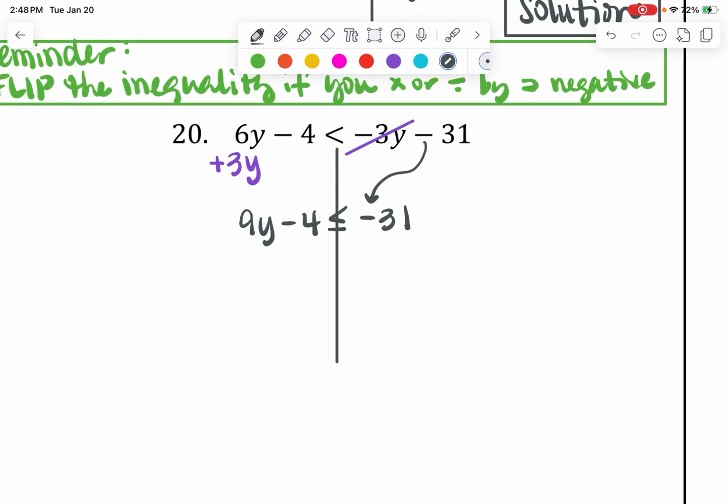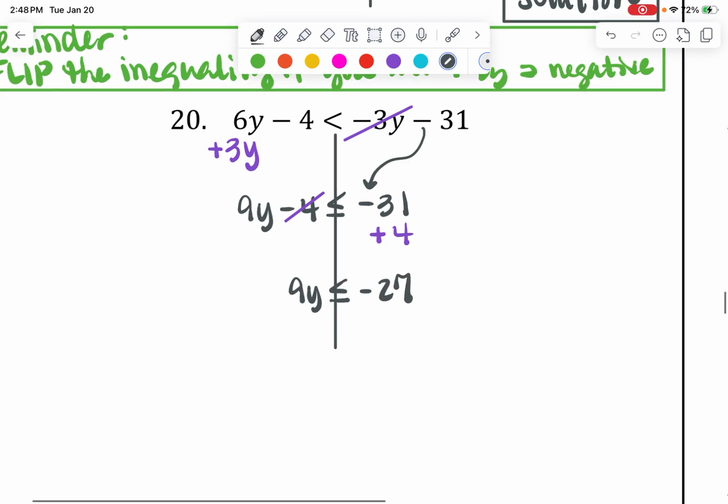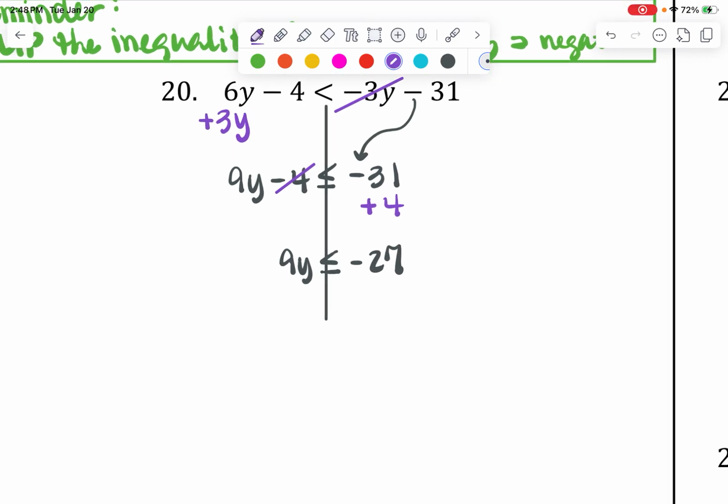And then I'm down to a basic 2-step equation, right? I need to start moving everything to the other side away from the y's. So I have a minus 4. He's going to become a plus 4. So 9y less than or equal to, that's going to give me negative 27. And then I have a 9 multiplier. He's going to become a 9 divider on the other side. And that's going to give me y is less than or equal to negative 3.